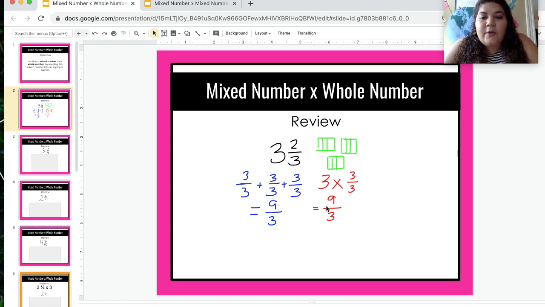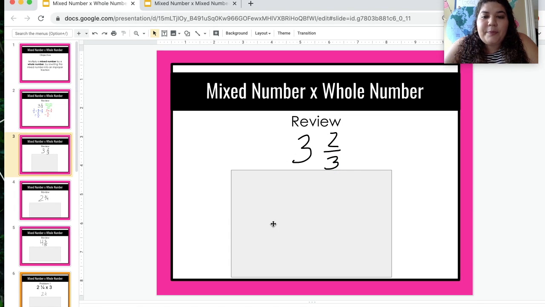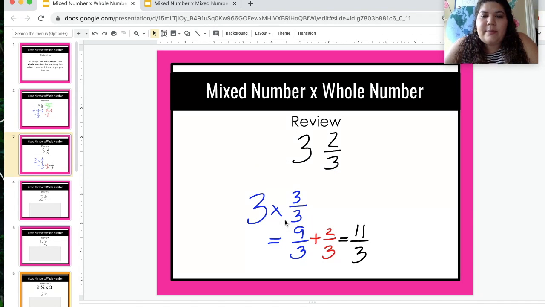And then another way to also think of it is just the same as 3 times 3/3, right? There's 3 wholes here, which would also give us 9/3. So the first thing is making this whole number into an improper fraction. So now that the 3 is 9/3, now I just need to add up the 2/3 that was with that mixed number. So if I wanted to change 3 and 2/3 into an improper fraction, I would do 3 times 3/3, which we just saw would give us 9/3.